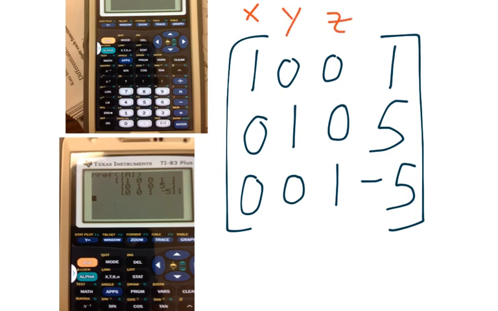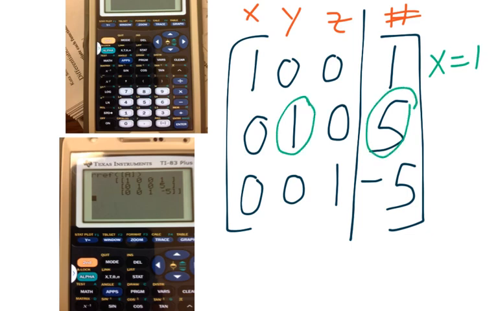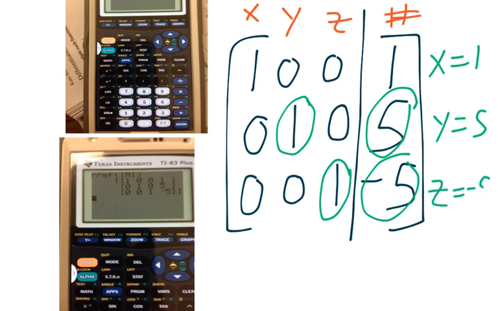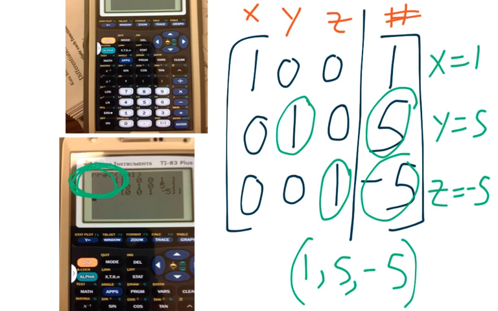And so what I have then from the top row is X equals 1. The second row, there's 1Y, there's 5. So Y equals 5. And then from my third row, there's 1Z, there's negative 5. So Z equals negative 5. So my solution is (1, 5, -5). And that was done for me with this magical operation called RREF. So watch the next video for more examples, and I will see you then.